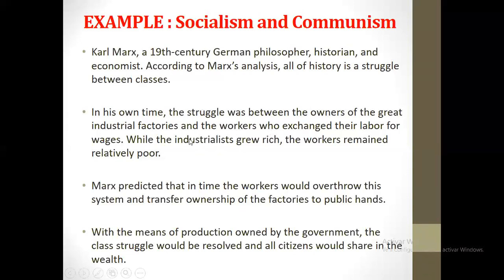The struggle was between the owners and the workers, and the workers exchanged their labor for wages. While the industrialists grew rich, the workers remained relatively poor. O sea, ellos se hacen más ricos y los otros no había ganancia, igualito. Marx predicted that in time the workers would overthrow, o sea, que iban a tumbar this system and transfer owners of factories to public hands. Todos estos, los dueños debían pasar la factoría al público. Es el comunismo. With the means of production owned by the government, the class struggle would be resolved and all citizens would share in the same wealth.